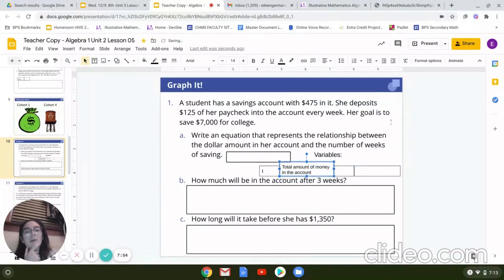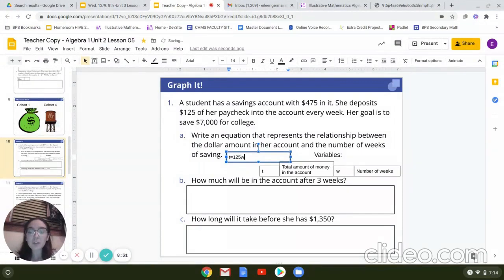Our second variable is how many weeks she's putting money into that account. For our second variable, we could use W, and that represents the number of weeks she's saving. So T represents the total amount of money in the account, and W represents the number of weeks. If I were to write an equation, I would say T, the total amount, is equal to W times how much she's putting per paycheck: 125W. You could put that multiplication sign in there if you want, plus that original 475 that she had in the account.